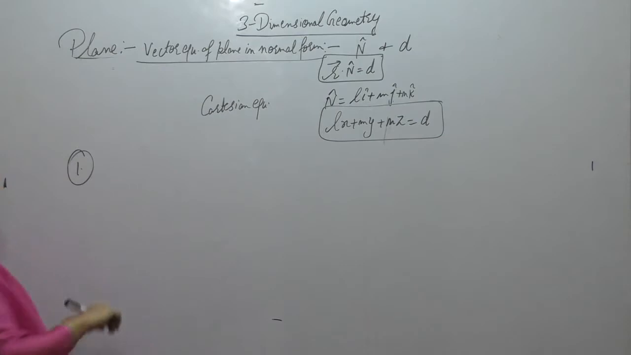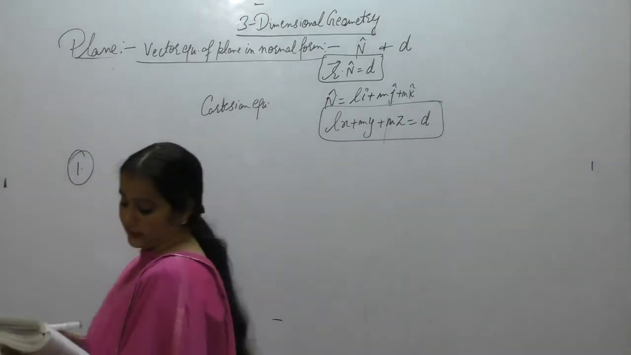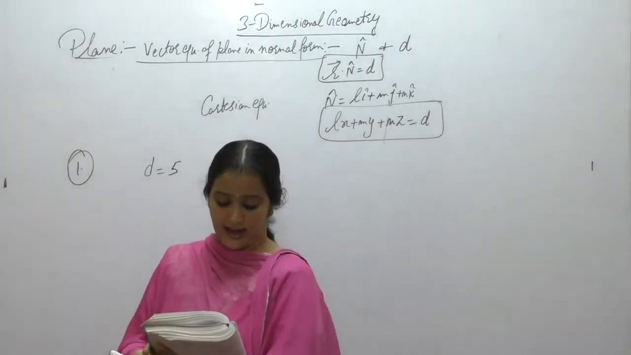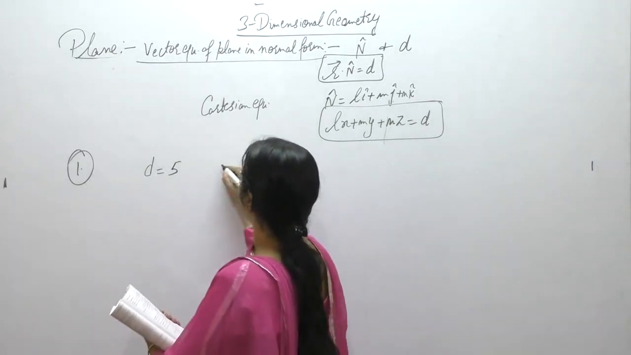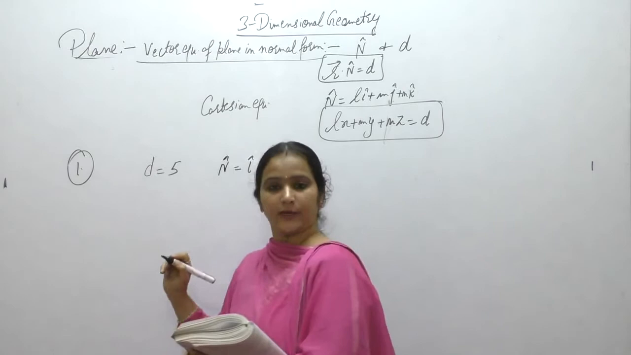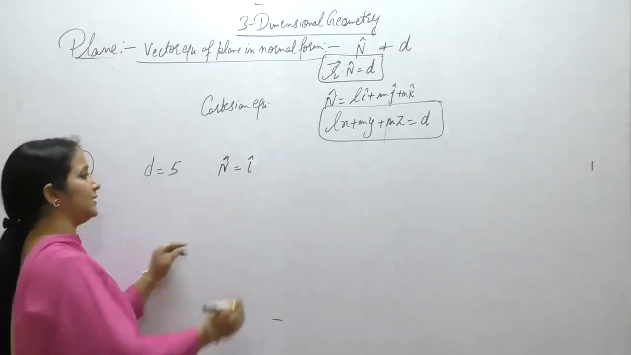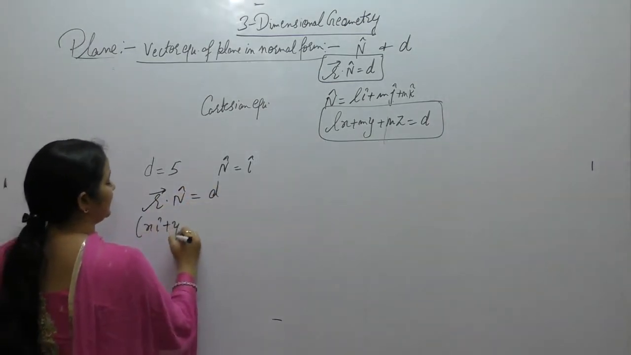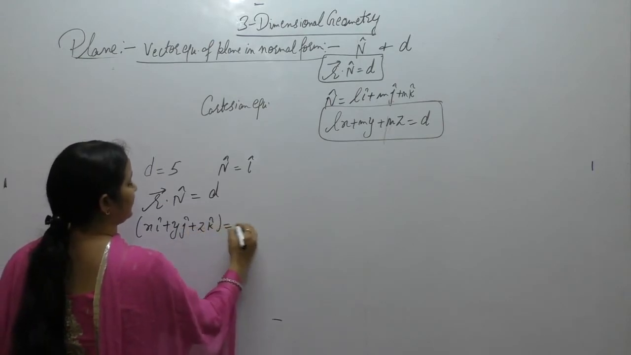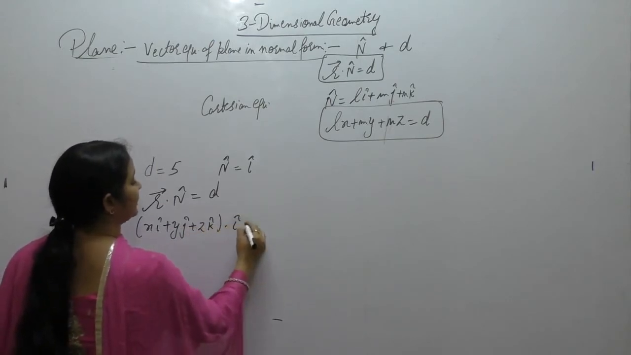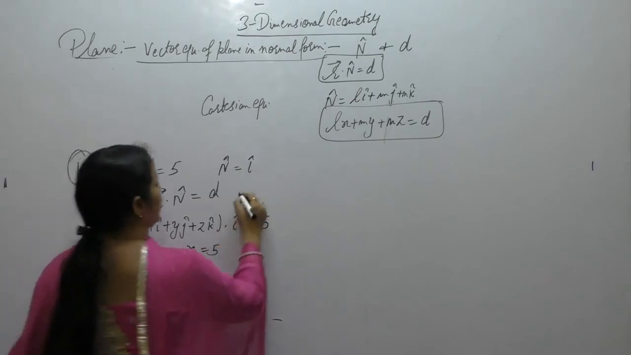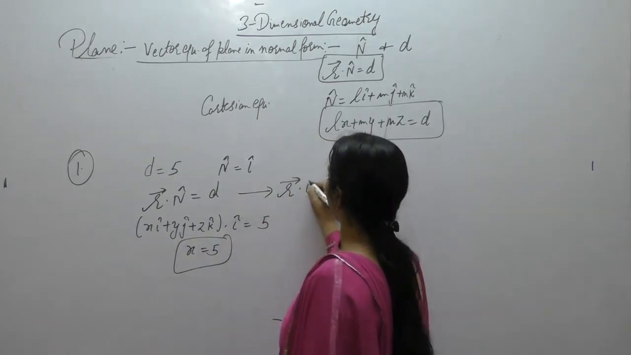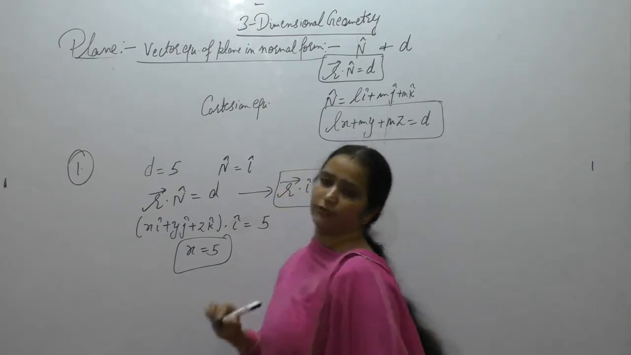Question number 1. Find the vector equation of a plane at a distance of 5 units from the origin and has i cap as the unit vector normal to it. So r vector dot n cap equals d. r is xi plus yj plus zk dot i equals d. So x equals 5. Or in vector form, r dot i cap equals 5.